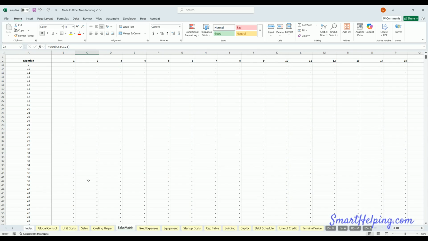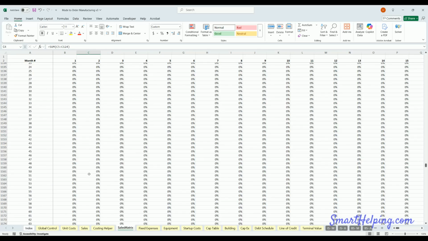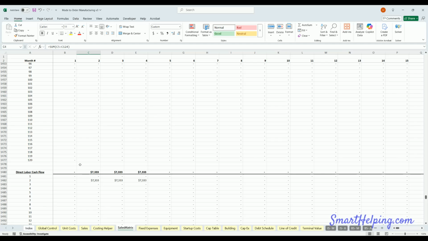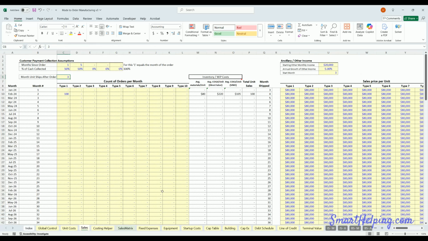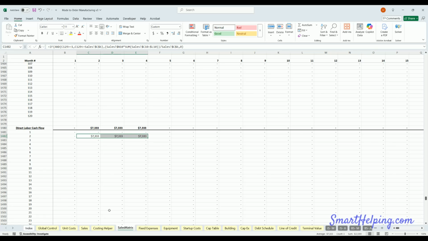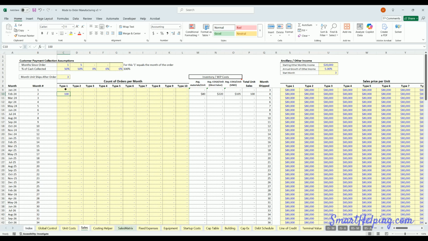So the model simply, if we look at sales, let's go to the bottom of the matrix here. You can see our direct labor cash flow is happening in month 2, 3, and 4 for 22,000, and 22,000 is simply our weighted average cost per unit. In this case, it's $220 times 100 units, and we're just spreading it out over these 3 months starting in month 2. And as you fill in orders for these, it would all update.